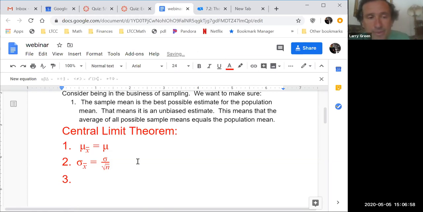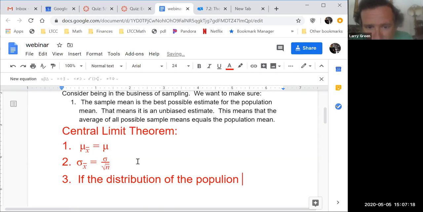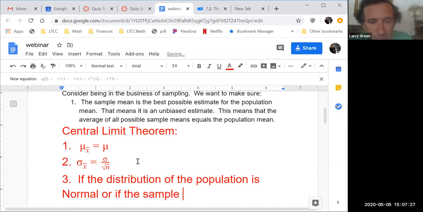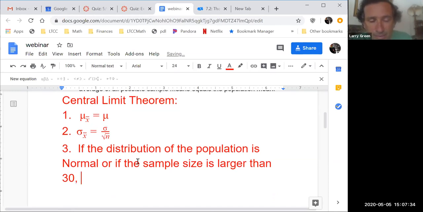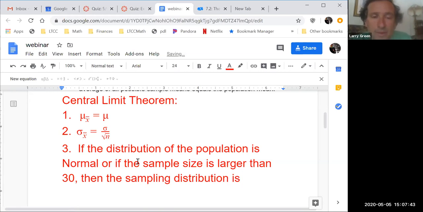Number 3. All these are important, by the way. Number 3 is the following. If the distribution of the population is normal, or if the sample size is larger than 30, then the sampling distribution is approximately normal.